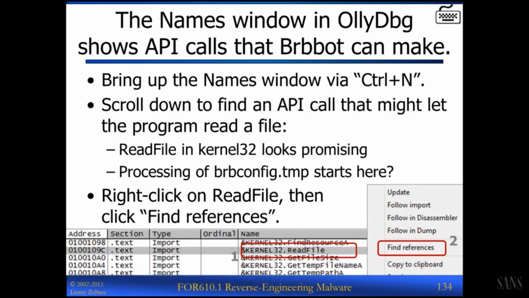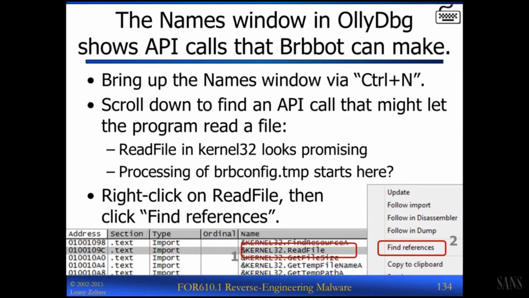Once I opened up this program in Ollie Debug, I mentioned to you that a really good approach, even if you don't know anything else about the program, you're just completely lost and you want to do some sort of debugging, well, hit Control-N and start looking for interesting API calls. In this particular case, we had the running theory of brbconfig.temp and the notion that it might be a configuration file. We'll hit Control-N and we went to API calls that involve reading files.